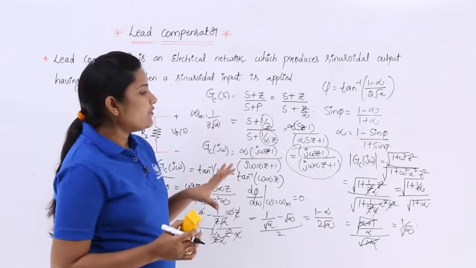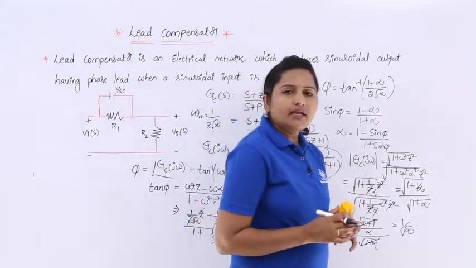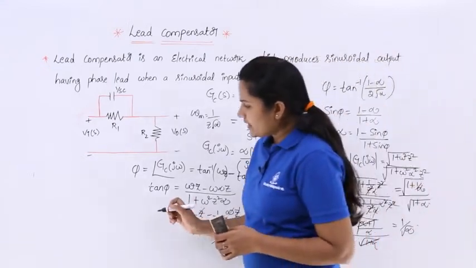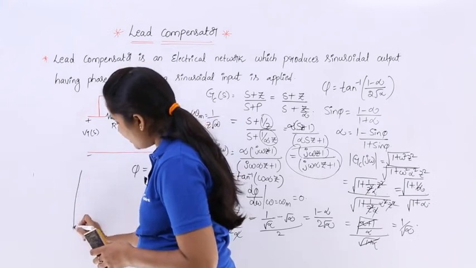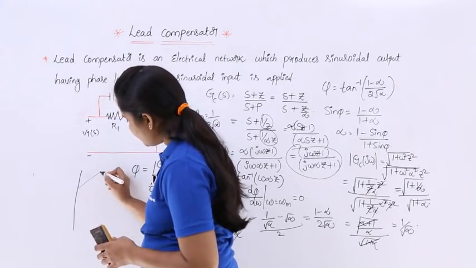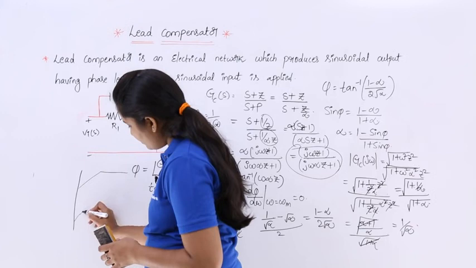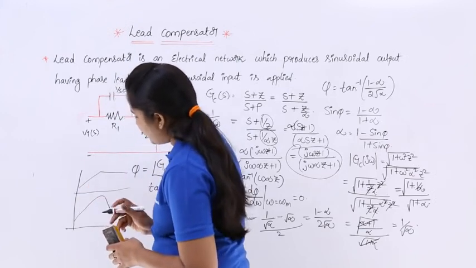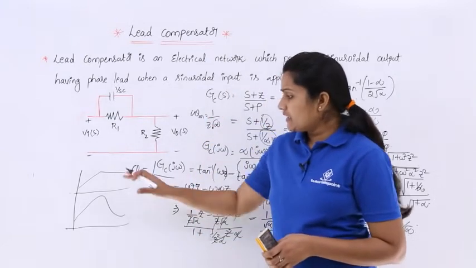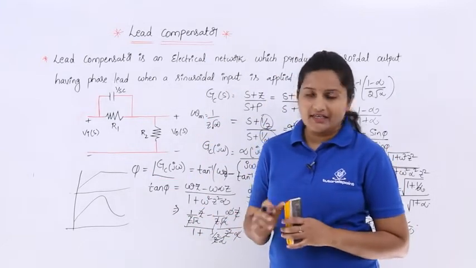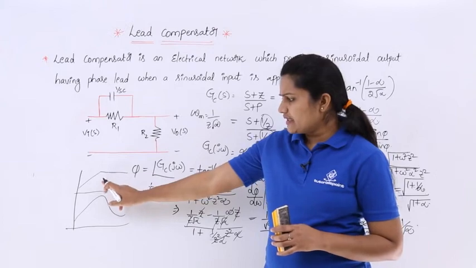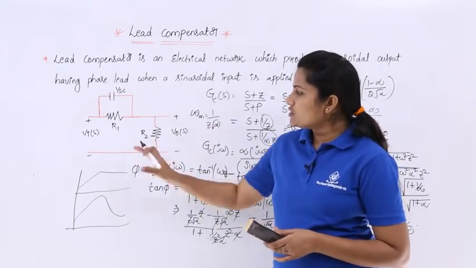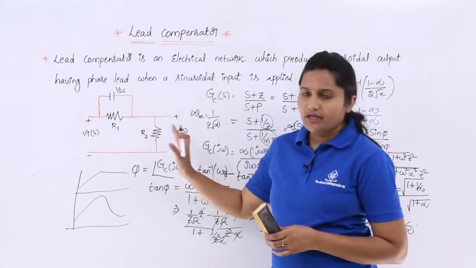Like this way, for the lead compensator we can calculate phase and magnitude. So your Bode plot for this you will get like this. This is the Bode plot structure of the lead compensator. It will come like a high pass filter response. Now if you want to solve this network, you need to solve it like this.